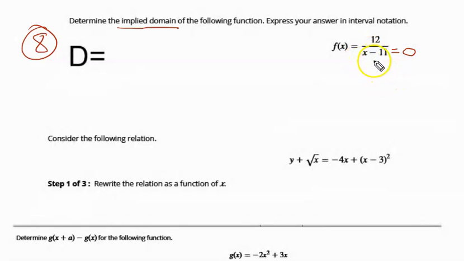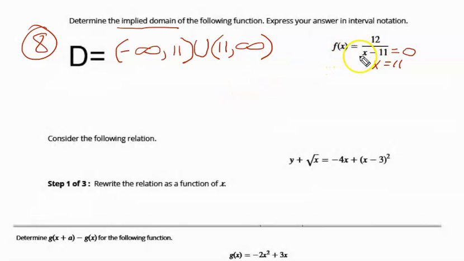Well, if it were an 11, so x equals 11 makes this a 0. So our implied domain would be every real number, but not an 11. And how would you write that in interval notation? Well, from negative infinity up to 11 with a parenthesis. 11 is not included. The union symbol, and then 11 on the other side. Again, 11 still not included. And to positive infinity. So this one was pretty straightforward if you know the protocol.